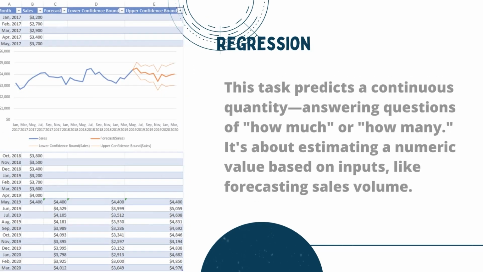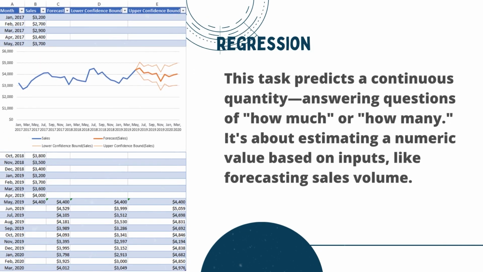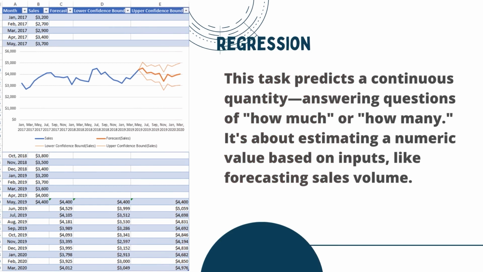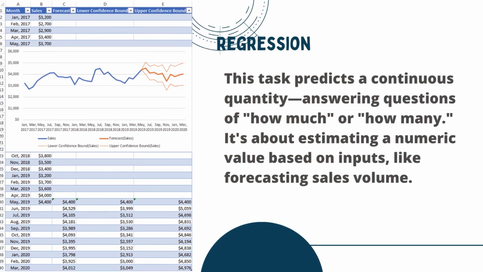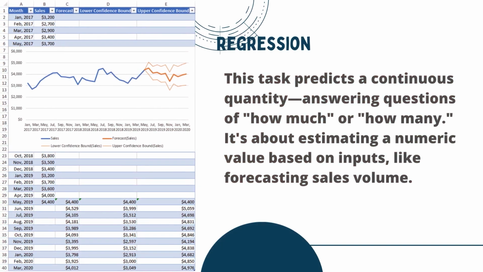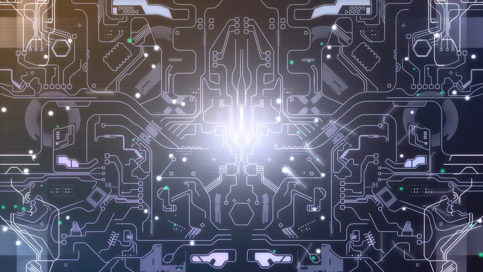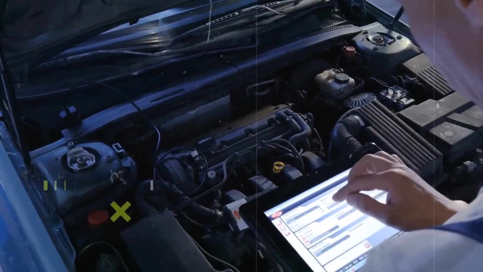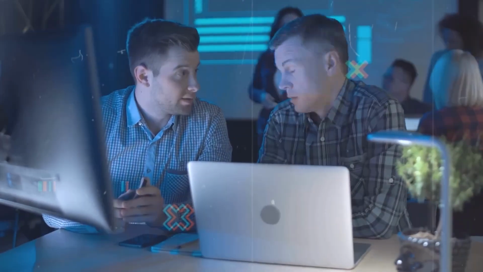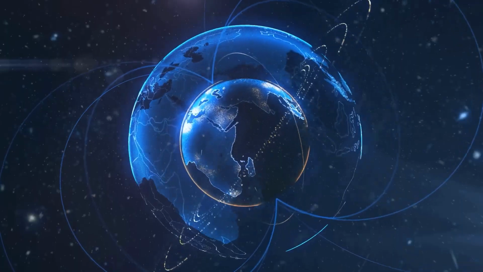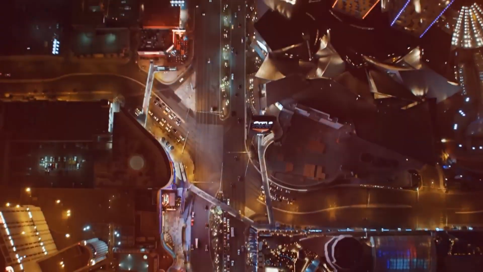Regression. This task predicts a continuous quantity, answering questions of how much or how many. It's about estimating a numeric value based on inputs, like forecasting sales volume. Ensemble models, though briefly mentioned, are essentially a blend of multiple models aiming to improve predictions through techniques like bagging, boosting, or stacking. Transitioning to unsupervised machine learning, this approach deals with data without predefined labels or outcomes.